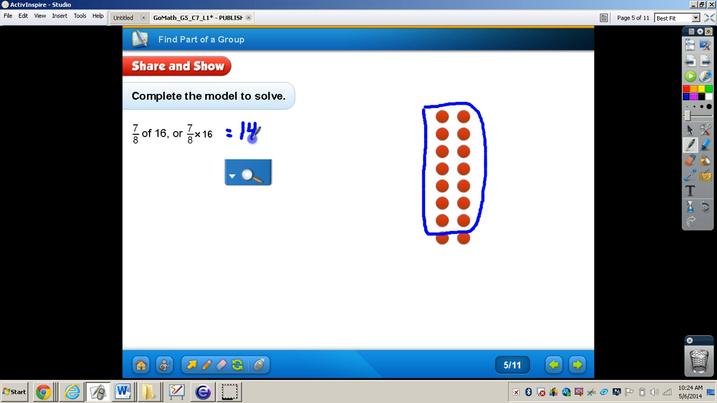A couple questions that you needed to answer. How many rows of counters are there? 8. Why are there 8 rows? Because that's the denominator in 7/8. How many counters in each row? 2 counters in each row. We circled 7 rows to solve the problem. Why 7? Because the numerator is 7, representing 7 out of the 8 groups circled. Okay, so 7/8 of 16 equals 14, or 7/8 times 16 equals 14.